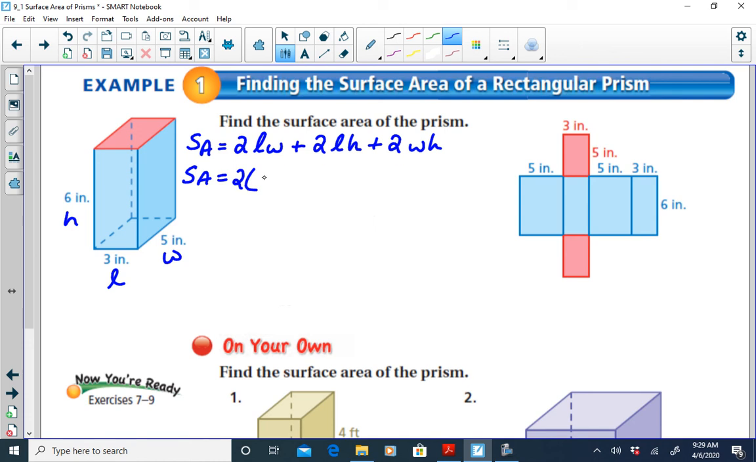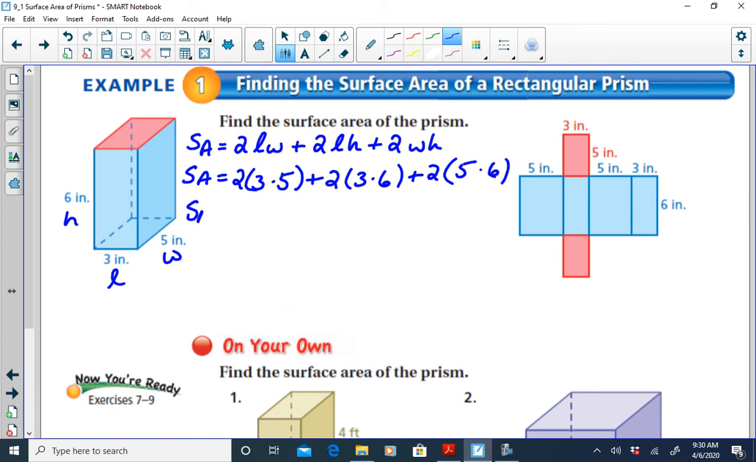Your length is 3, your width is 5, so it's 2 times 3 times 5 plus 2 times your length times height. Your length is 3, your height is 6, so that's 3 times 6 plus 2 times your width times height. Your width is 5. Your height is 6.